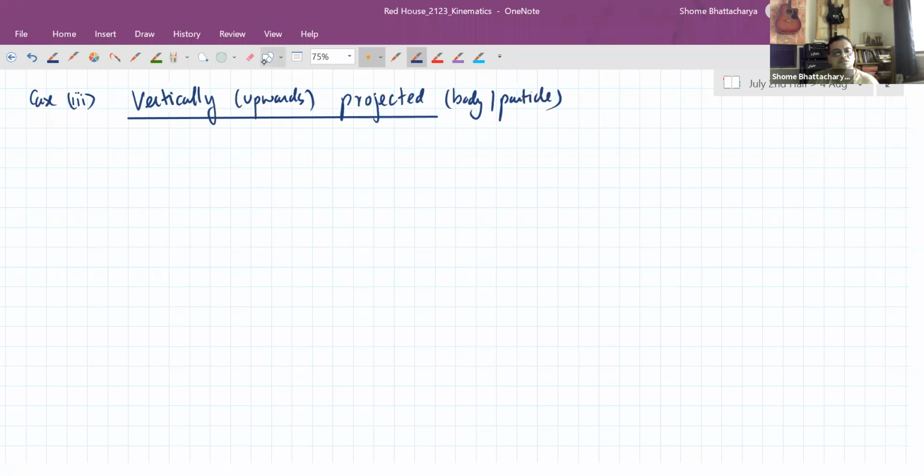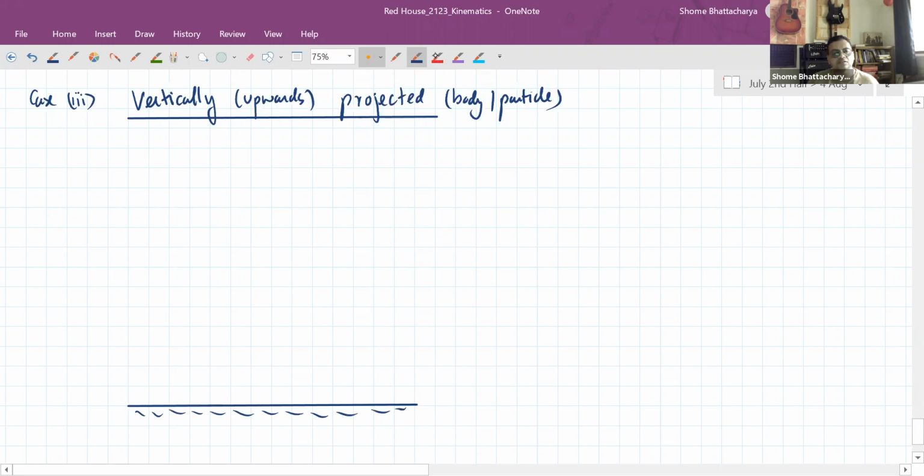So this is a slightly more complex situation, because this is that situation where the object, when you project it from the ground level vertically upwards, it initially decelerates because gravity is acting downwards and the initial velocity was upwards.